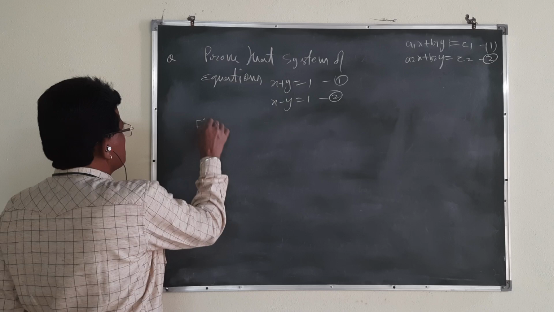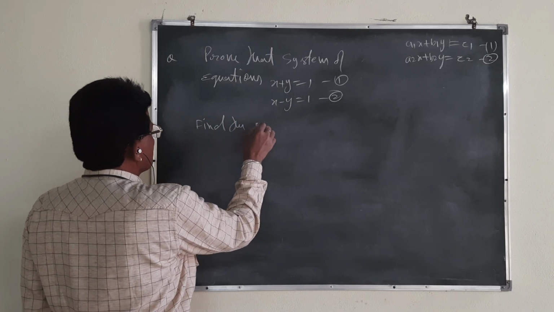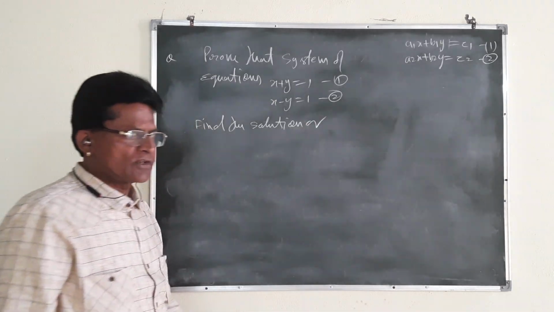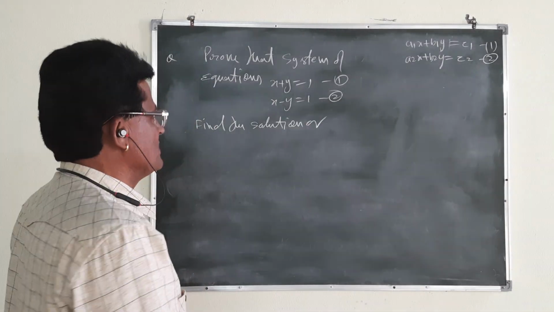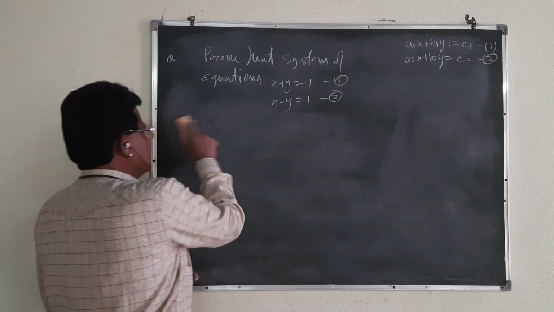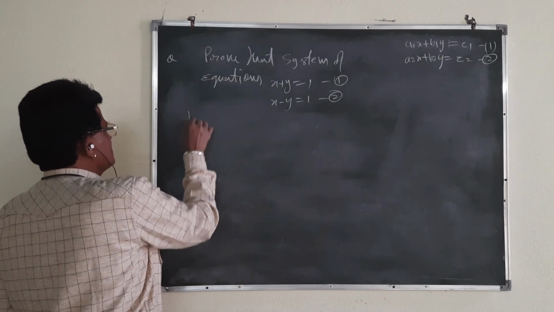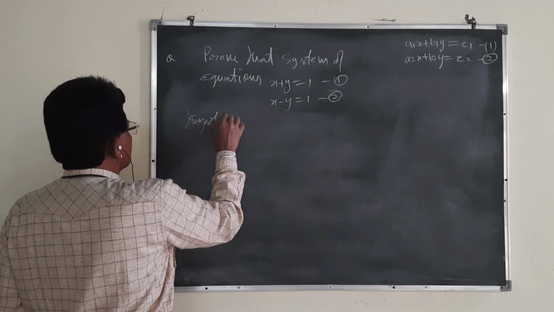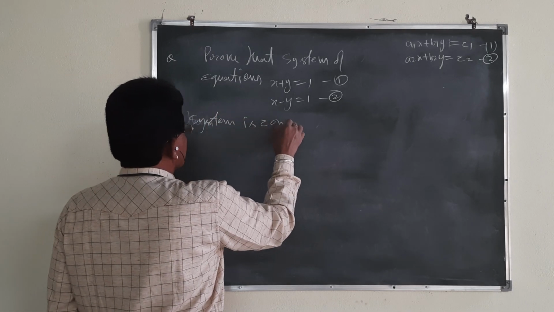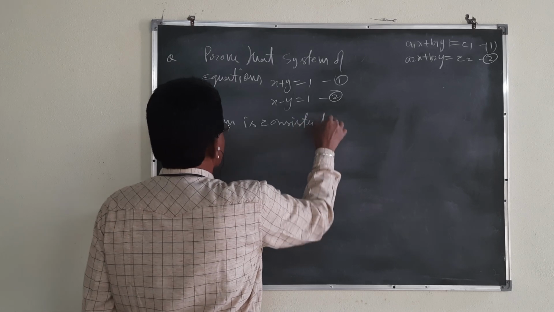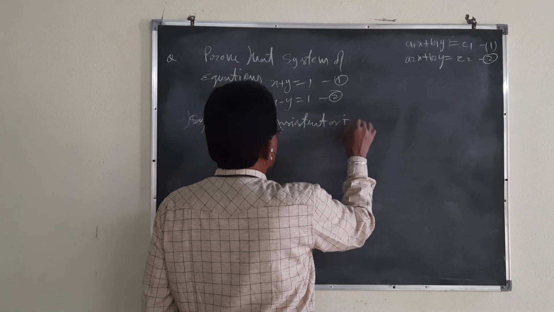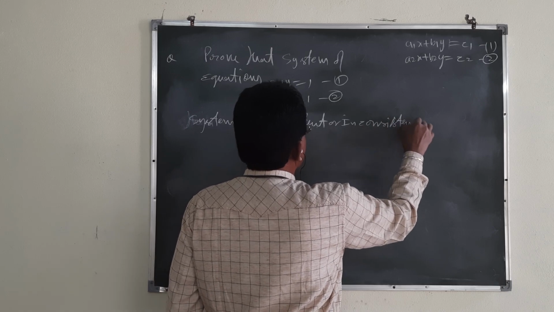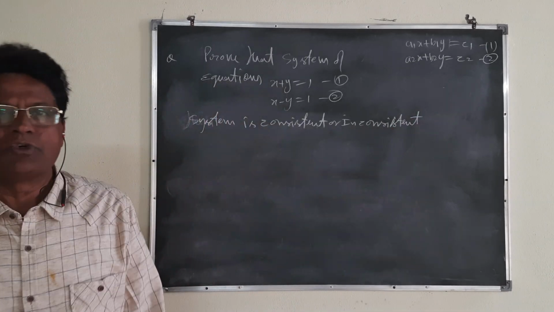First of all, you will have to identify whether the system is, let me write this thing. The solution you will find out later on. Prove that the system is consistent or inconsistent. Okay, both the methods we will use over here.